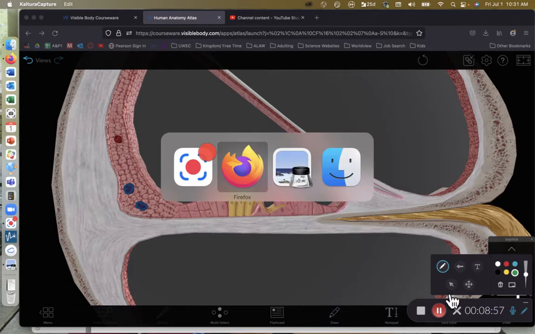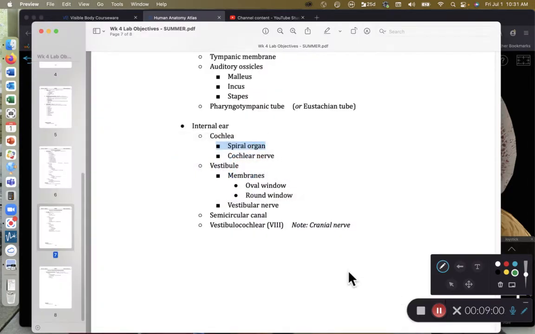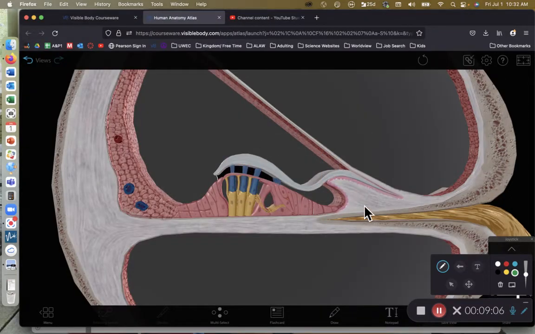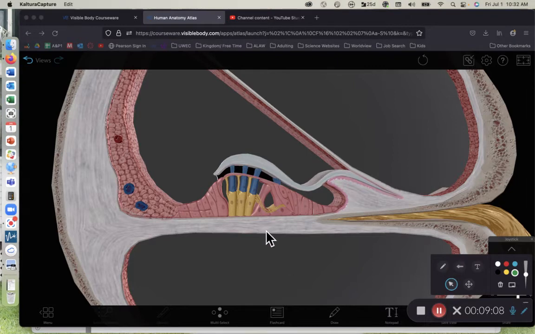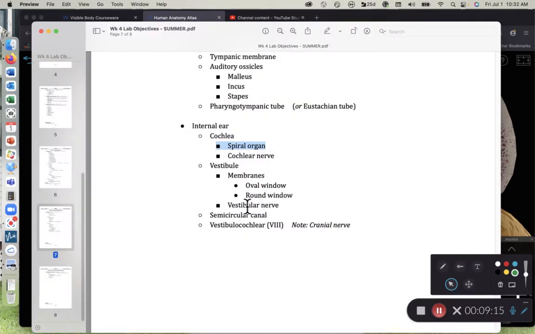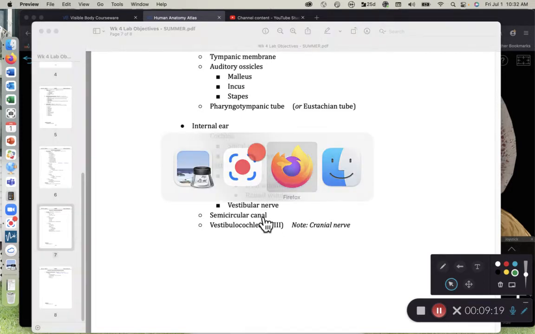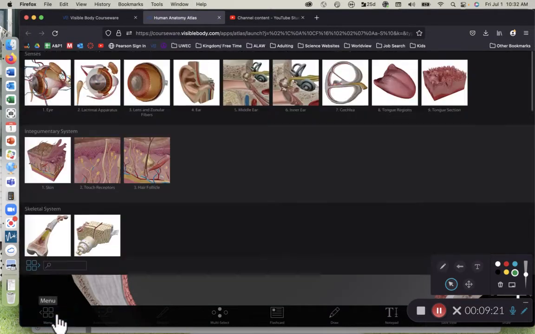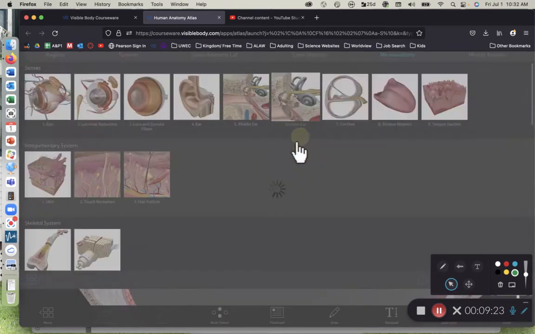On our lab objective sheet, let's pull that up here. We're not asking you for the parts of the spiral organ, so I'm not going to spend any more time talking about the spiral organ. You'll get that in the lecture portion of this course. Let's go back to the lab objective sheet and go to the vestibule. So we'll back up here and click on inner ear.